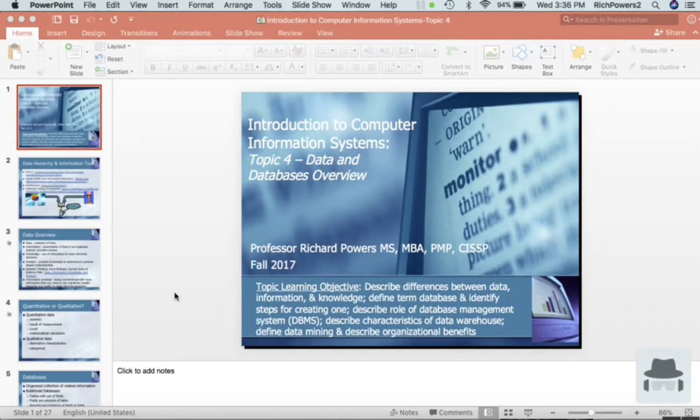Okay, so let's talk about topic 4, data and databases overview. Some of the things we're going to be discussing here are the differences between data, information, and knowledge, how we define the term database and identify the steps for creating one, describe the role of database management systems, describe the characteristics of a data warehouse, as well as data mining and some of the organizational benefits to be derived from the implementation of one.